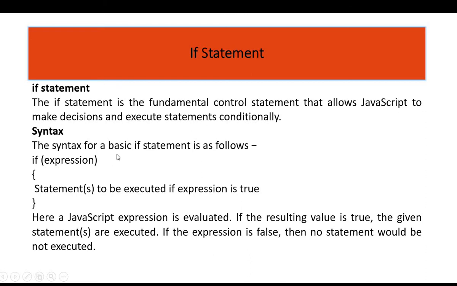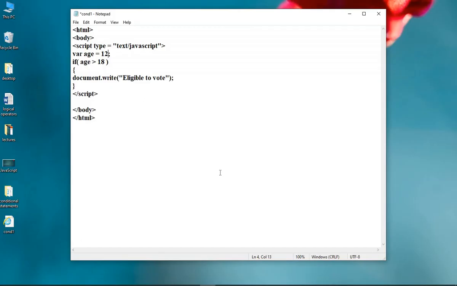In the syntax we can see if expression, curly braces start, statements to be executed if expression is true, and curly braces close. Let's see an example on the notepad. Suppose our requirement is to write a program. If we specify the age of the candidate greater than 18, then a message must be displayed: eligible to vote. Otherwise, no message must be displayed. In such a case, we can use the if statement.